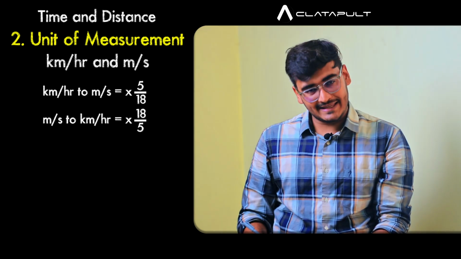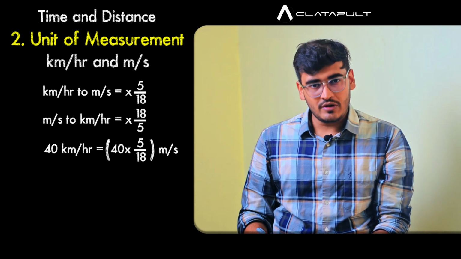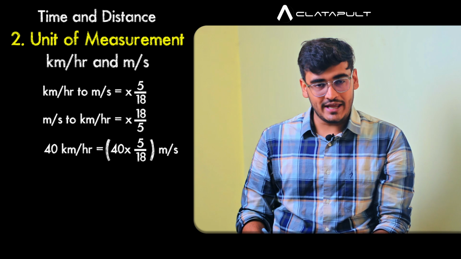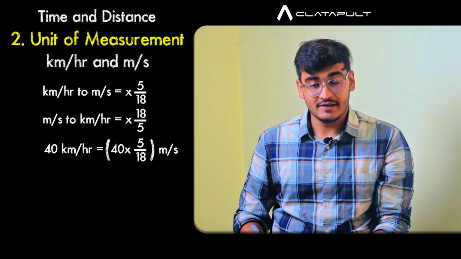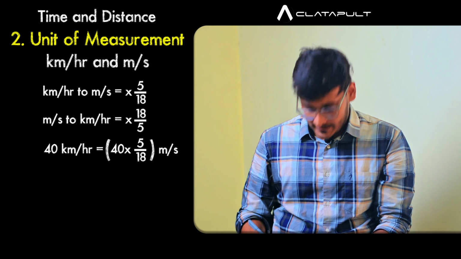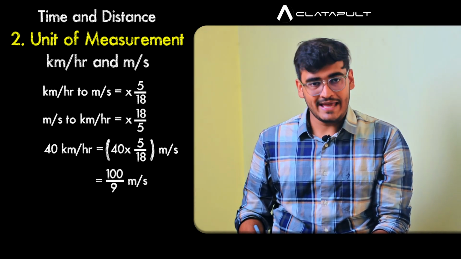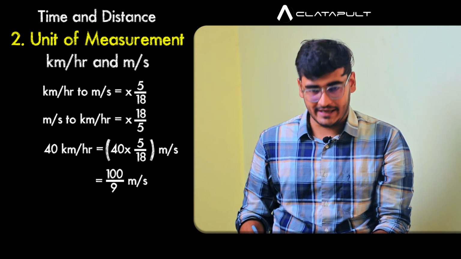So if we take an example here, if we take 40 kilometers per hour and we have to convert it into meter per second, then we have to take 40 into 5 by 18 meter per second. So let's find out how much that would be. This will give us 100 by 9 meter per second. Hence 40 kilometers per hour is 100 by 9 meter per second.